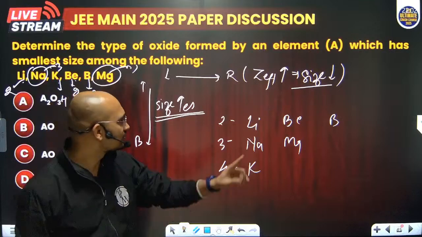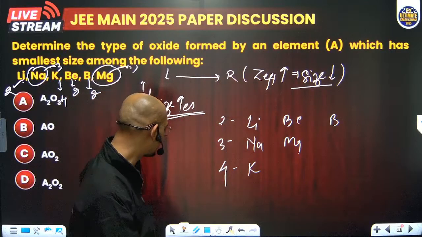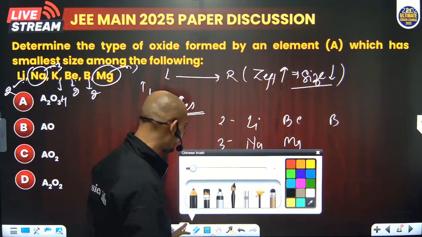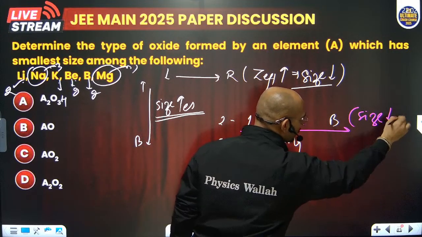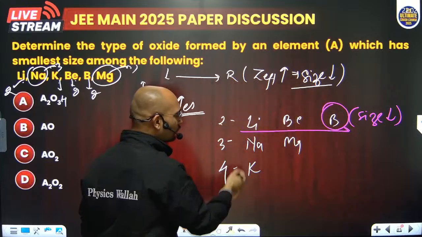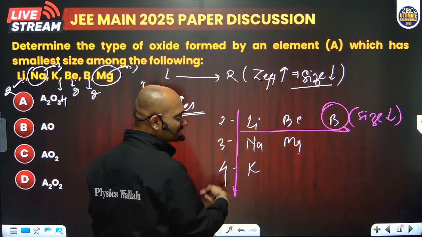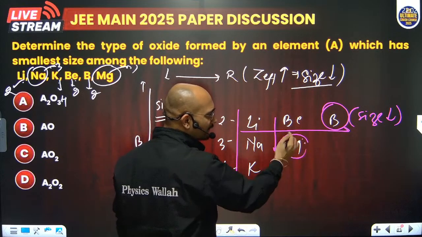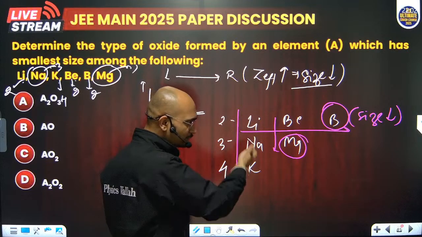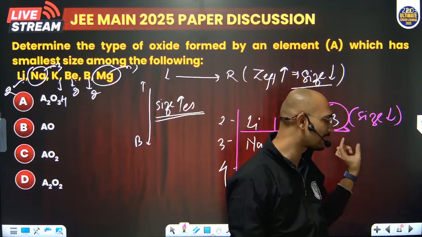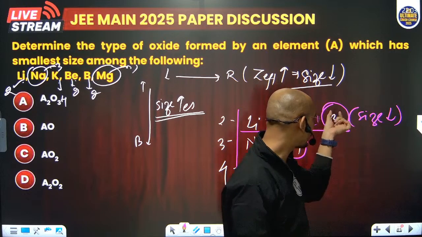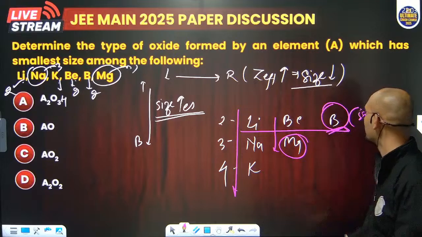Now everyone, we can see from left to right, the size will be decreasing. So the least will be boron. And as we go down, the size will be increasing. So magnesium, potassium and sodium will be larger, and the minimum will be boron. Yes or no? So here the smallest will be boron.